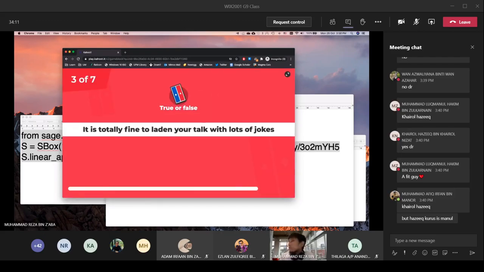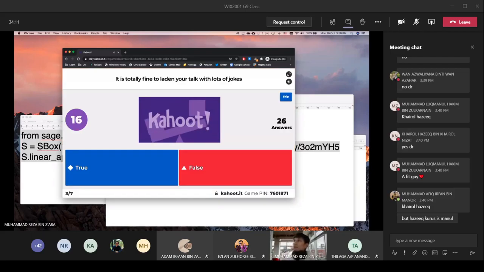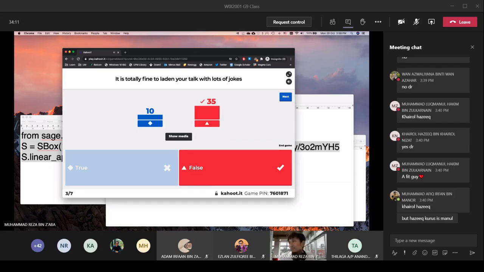Okay, true or false? It's totally fine to laden your talk with lots of jokes. So if you have lots of jokes, you want to laden your talk with them, meaning incorporate the jokes heavily into your talk. False. If your talk has more jokes than information that you're trying to convey, people may think, are you going to replace Harith Iskandar, or are you going for an audition for Maharaja Lawak? So it's fine if you have jokes, but try to minimize them. If there are lots of jokes, you may want to be a stand-up comedian like Harith Iskandar.